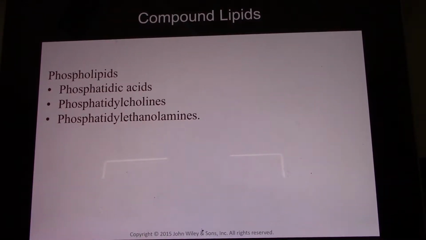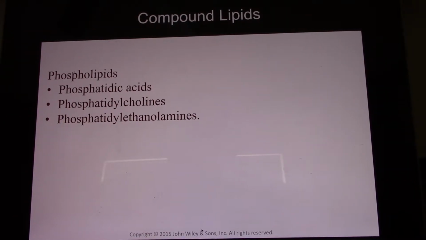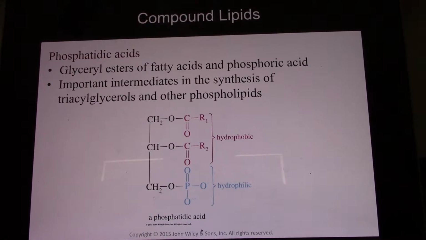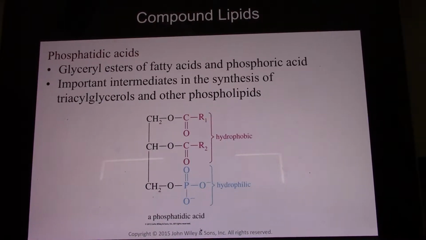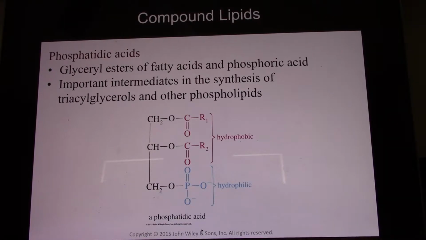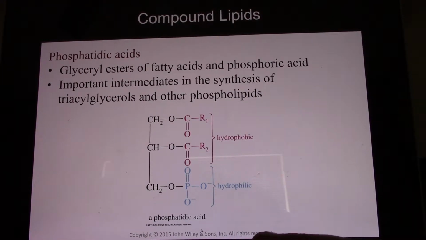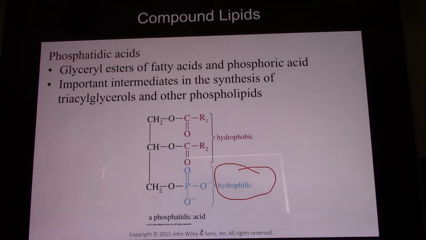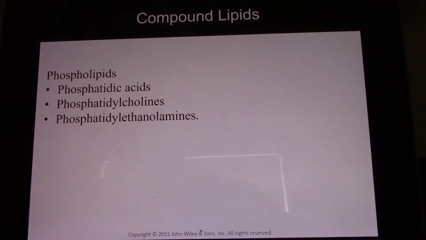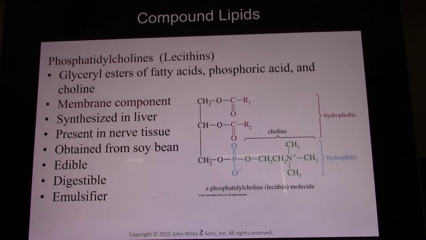So the phospholipids, we have phosphatidic acids, phosphatidylcholines, and phosphatidylethanolamines. The phosphatidic acids, we just have a phosphate here. So it's a glycerol acid, a fatty acid, and phosphoric acid. It's an important intermediate in the synthesis of other phospholipids because you still have to add a head group to get a phosphatidylcholine, as we see here, or a phosphatidylethanolamine, which means we're just going to add ethanolamine or choline there, which we'll look at the structure in a second.